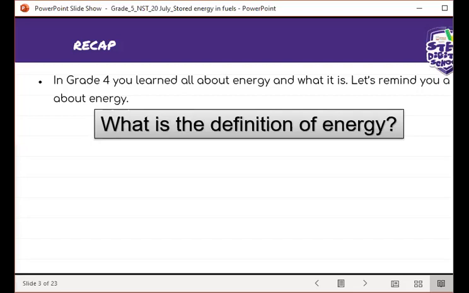Remember we did this in grade 4 when we were looking at what is energy and change. What is the definition of energy? Or how can you describe energy?